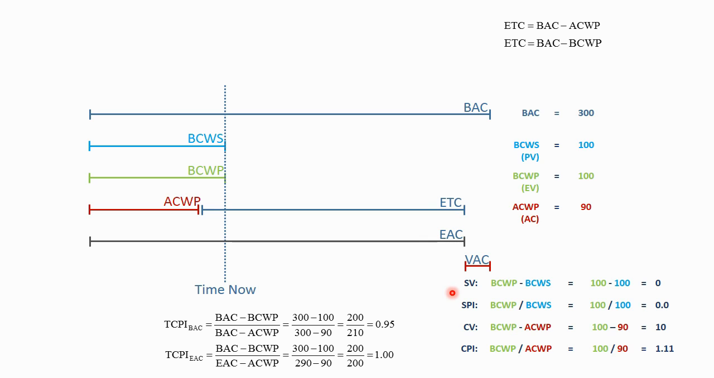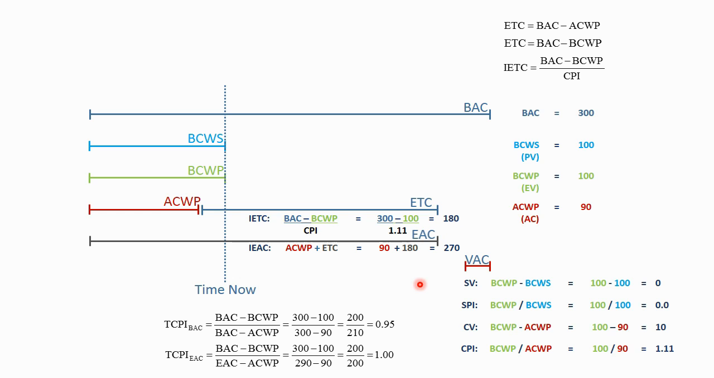So like we did before, what if we wanted to take credit for this good performance on the project? We do an independent estimate to complete. So here, we take the amount of performance remaining, the budget at completion minus the budgeted cost of work performed, and we divide by this cost performance index. So the budget at completion minus the budgeted cost of work performed is 300 minus 100 is 200. 200 hours of performance left. And now we divide by the cost performance index, 1.11. So instead of getting 200 hours, we now get 180 hours in the ETC.